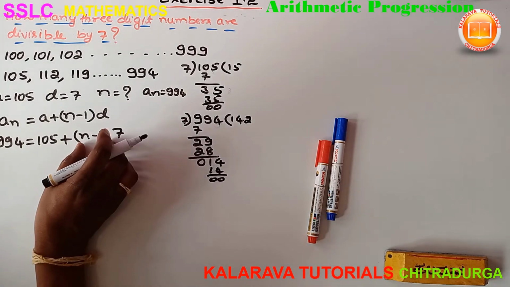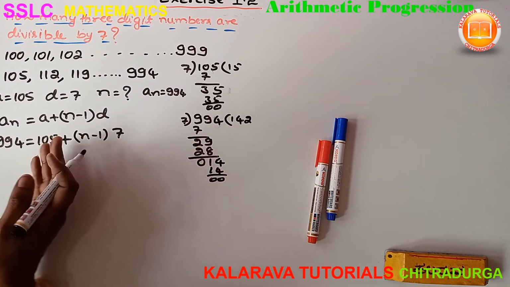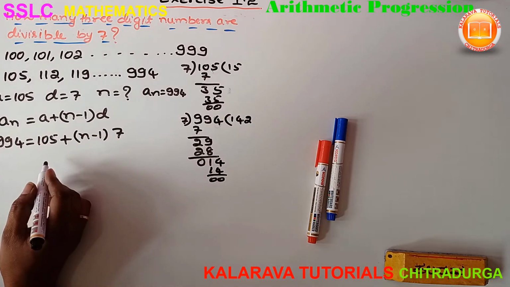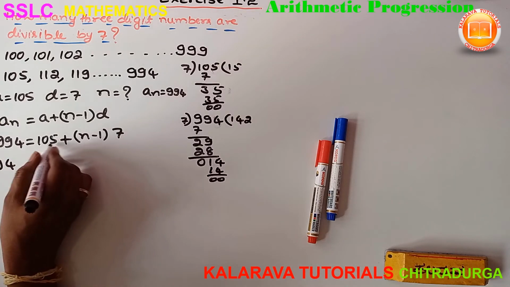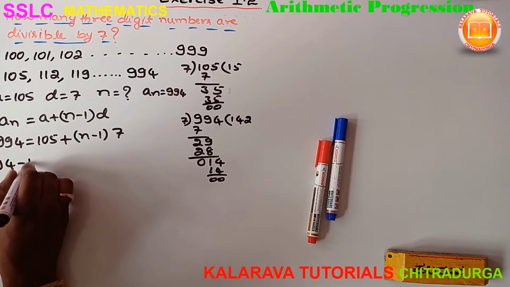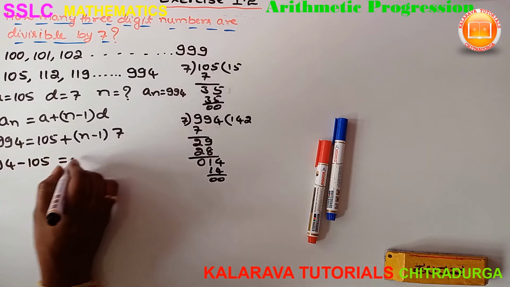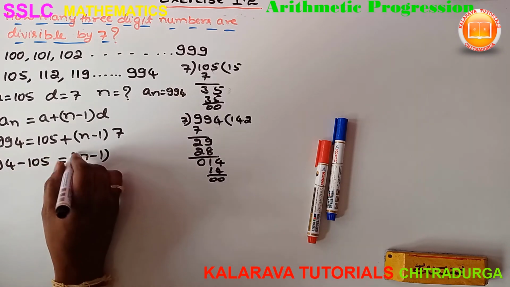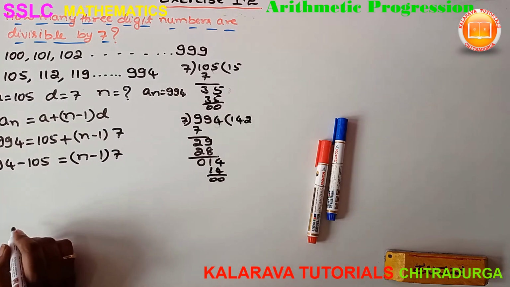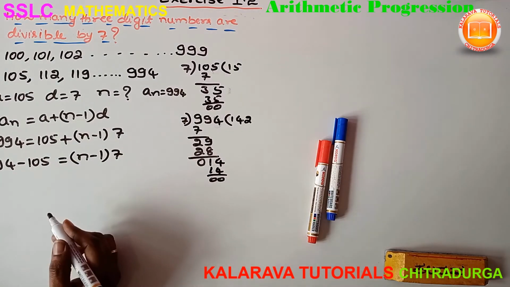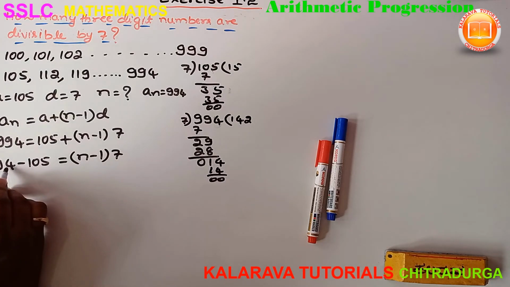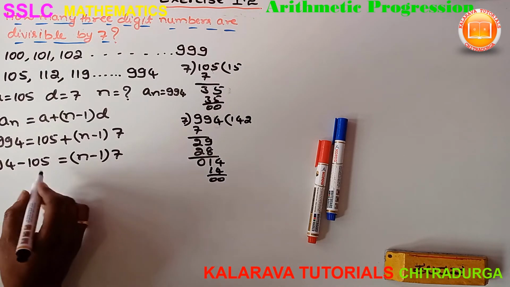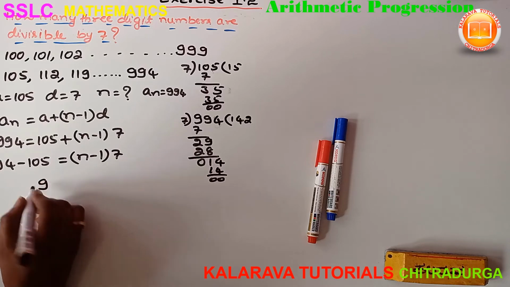For finding the value of n, we have to transfer this 105 to the other side of the equals. So here it is 994. We transfer this 105 to the left hand side, that becomes minus 105. Here what is left is n minus 1 into 7. We don't write this plus; it is understood, the plus is there. By subtracting, 14 minus 5 gives you 9.